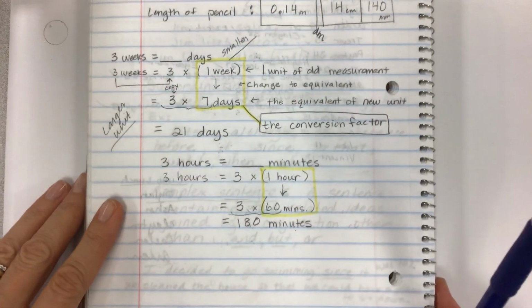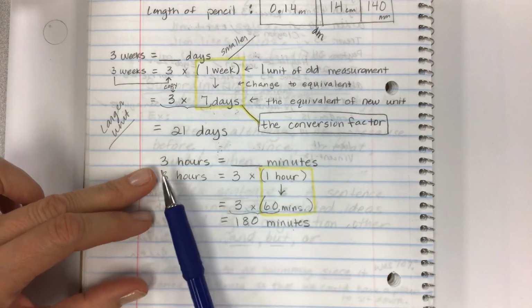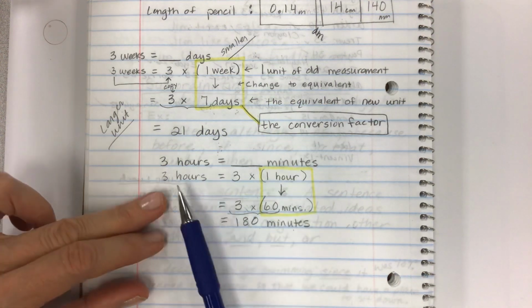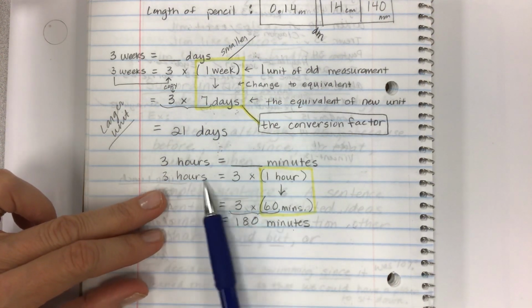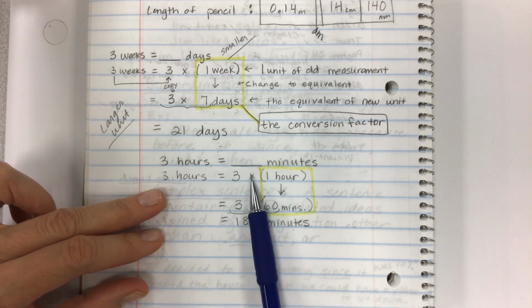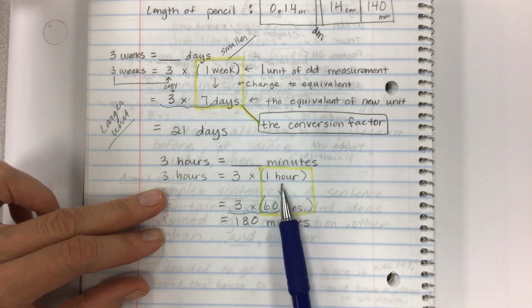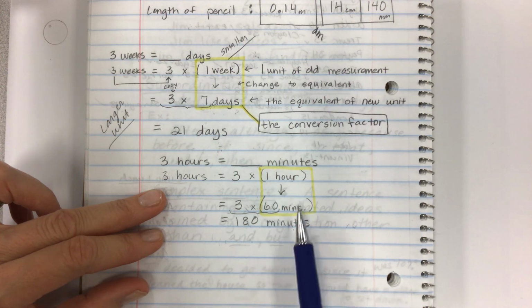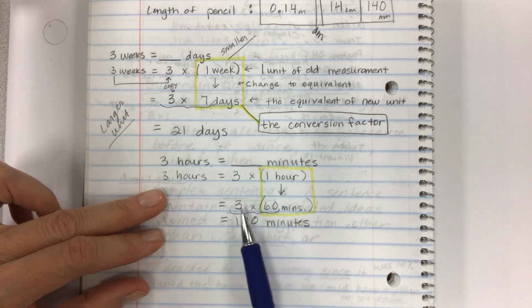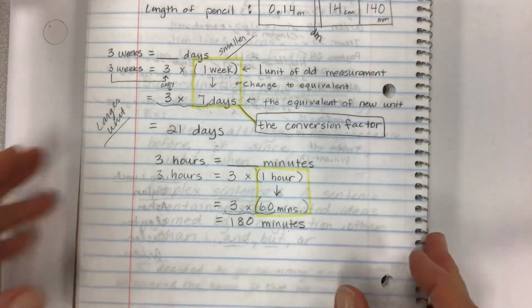Then, just for fun, we did that again, and we said, okay, let's take the larger unit and change it to a smaller unit. 3 hours is equal to how many minutes? Okay? This is my first statement. 3 hours is equal to 3. Copy that. Times the old unit. 1 of the old unit. Change that here to be the equivalent of the new unit. 1 hour is equal to 60 minutes. 3 times 60 equals 180, and that's how you do conversions. So, ta-da, that's how it is.